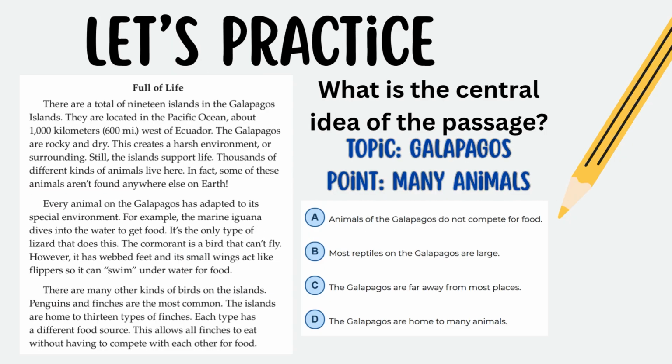Okay. So let's go again. What is the central idea of the passage? Well, our topic is Galapagos. The point that the author is trying to make is that there are many animals. So which one of the choices would that be? A, animals of the Galapagos do not compete for food. B, most reptiles on the Galapagos are large. C, the Galapagos are far away from most places. Or D, the Galapagos are home to many animals. If you pick D because it has the Galapagos as the topic and many animals as the point, you are correct.